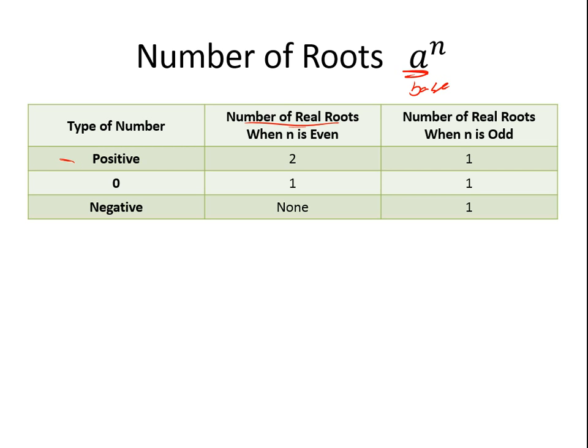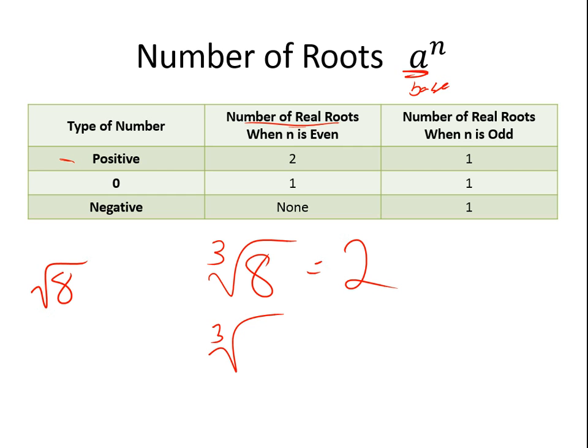So by thinking about this, if you have the square root of 8, it's even and it's positive. So that means we have two answers: plus or minus the square root of 8. But what we can do now is go, okay, how about the third root? What's the third root of 8? Well, that is 2. You can also take the third root of negative 8, which is negative 2.